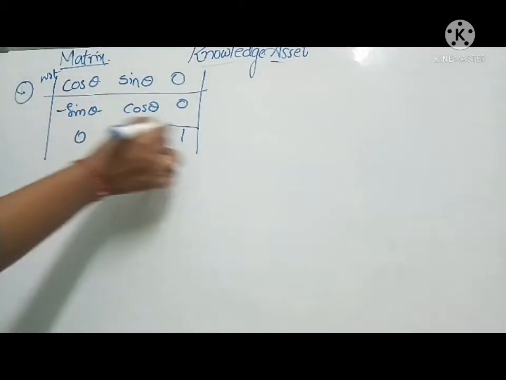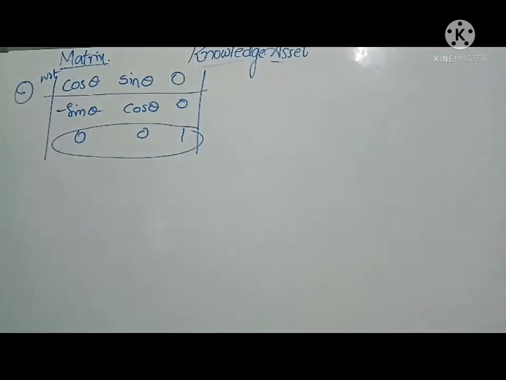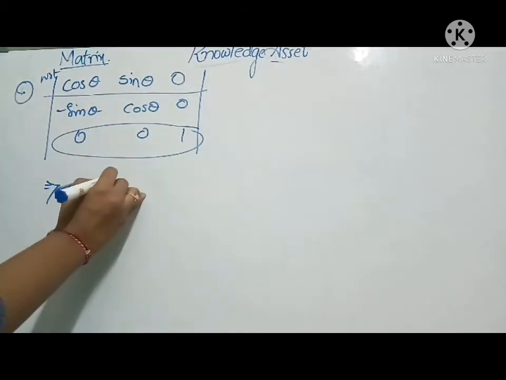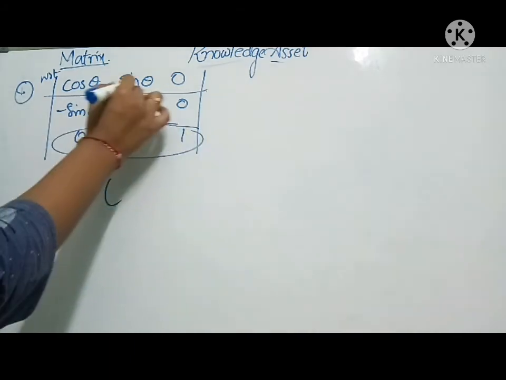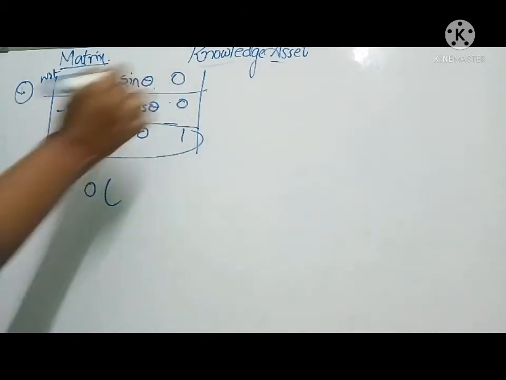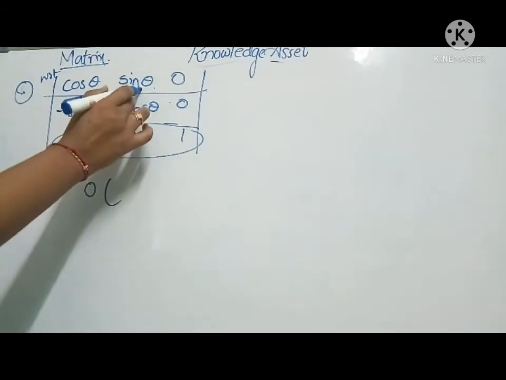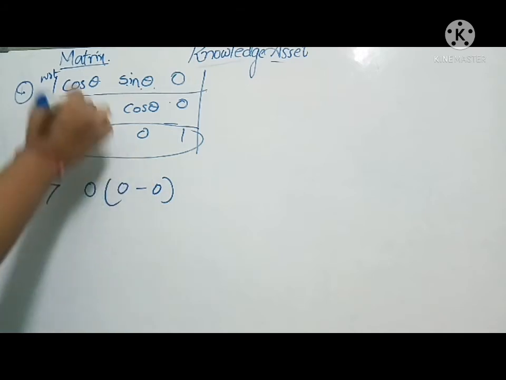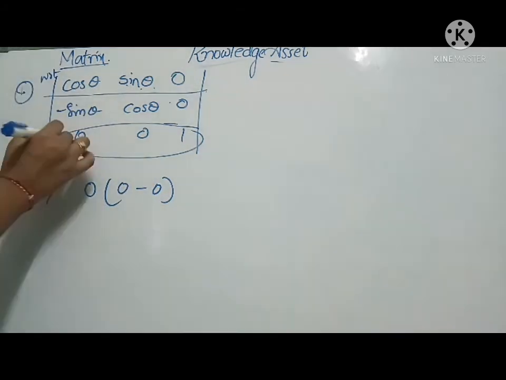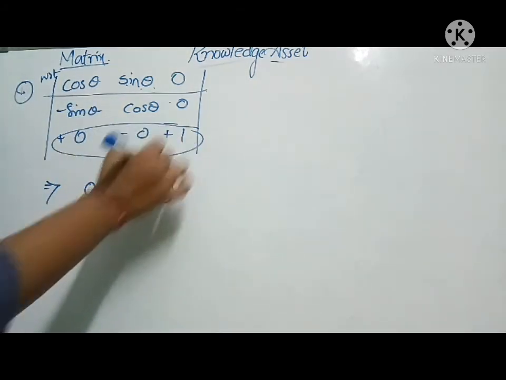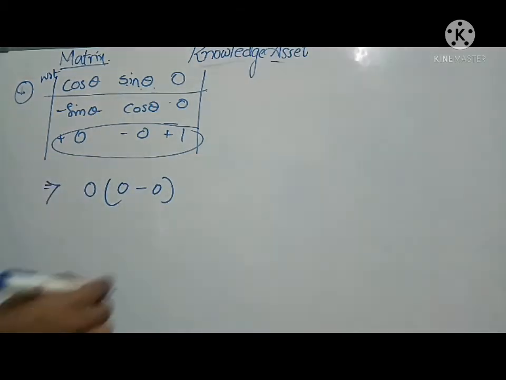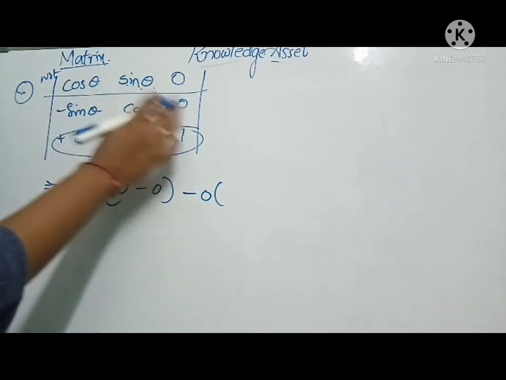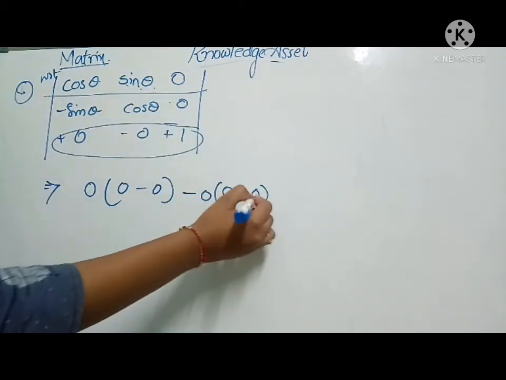So, choosing the third row and expanding by the third row, we can do it simply. For the 0 entries, we don't need to compute those determinants: sin θ into 0 is 0 and cos θ into 0 is 0. And we also know the sign assumption is like this. Now minus 0 into, again, cos θ into 0, 0, minus 0.